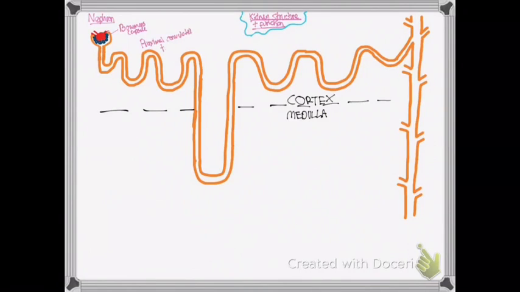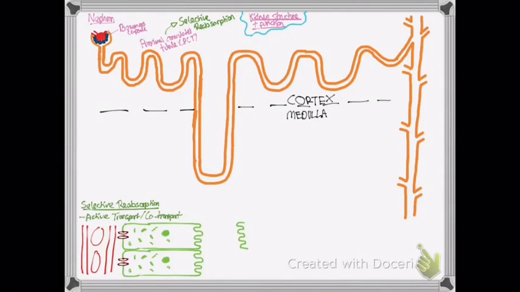So let's take each bit step by step. We've looked at the Bowman's capsule. Now let's look at our proximal convoluted tubule. Within the proximal convoluted tubule, selective reabsorption happens. Selective reabsorption basically means we're selectively reabsorbing. I don't know how to define it without really using the words. Just selecting compounds like glucose, water, sodium ions, things we want in the blood that we filtered out of the nephron, we want back in the blood. We don't want to lose all of these things.